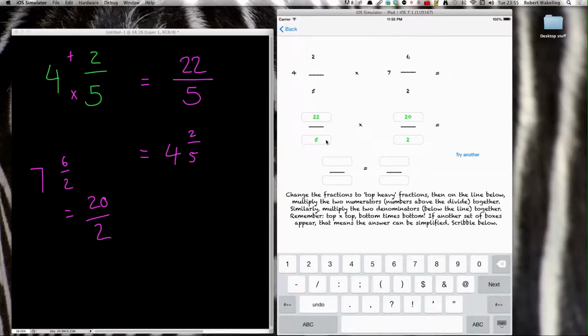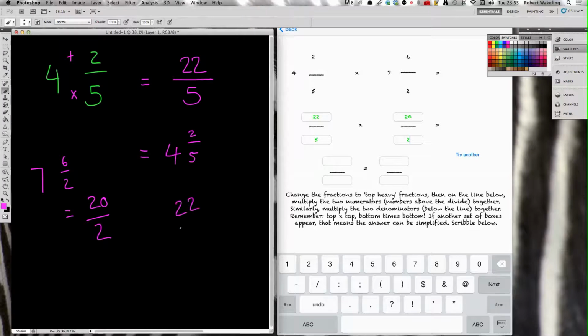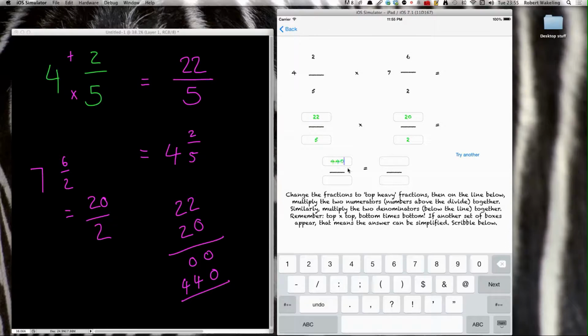Now, what you have to do is multiply the top by the top. So we've got 20 lots of 22, which is, if we do a quick calculation over here, 2 2s are 4, 440, and 5 times the 2 is 10.